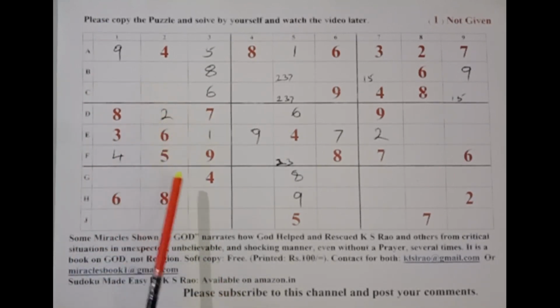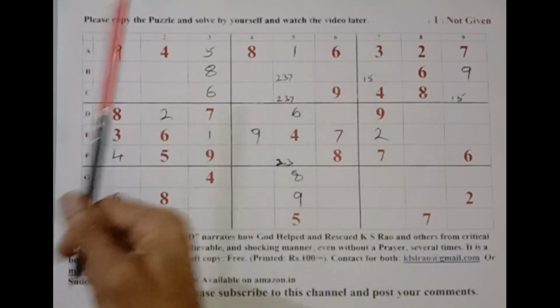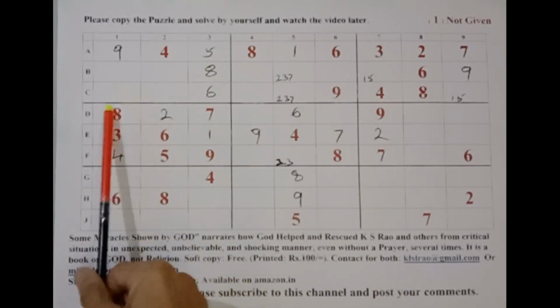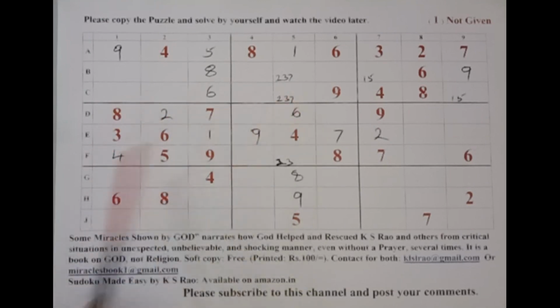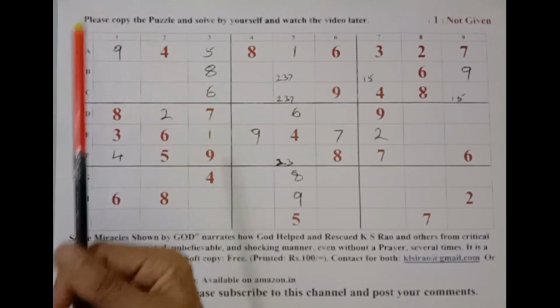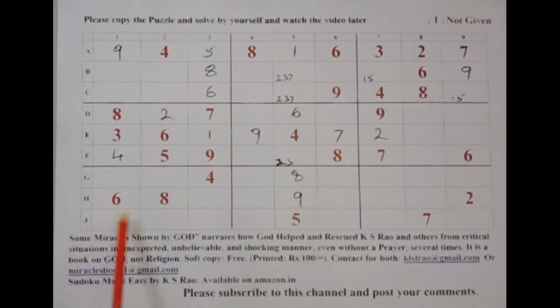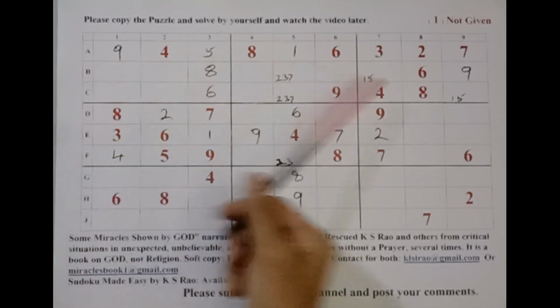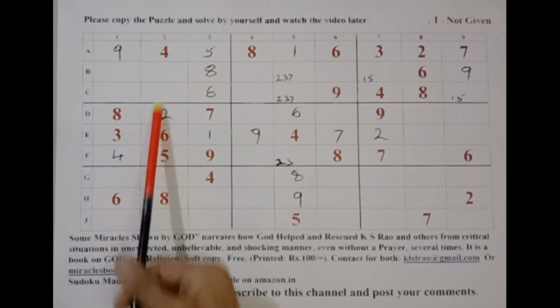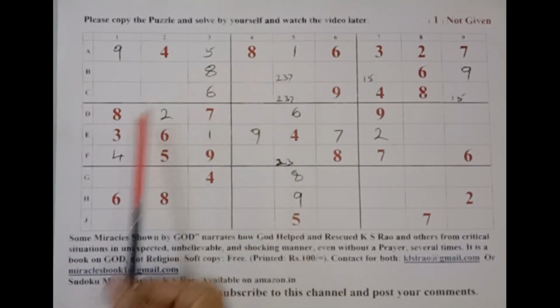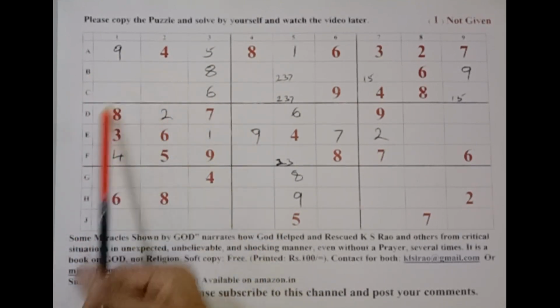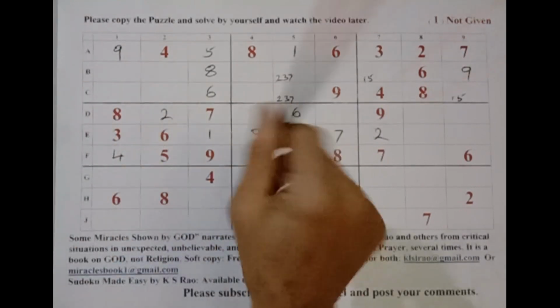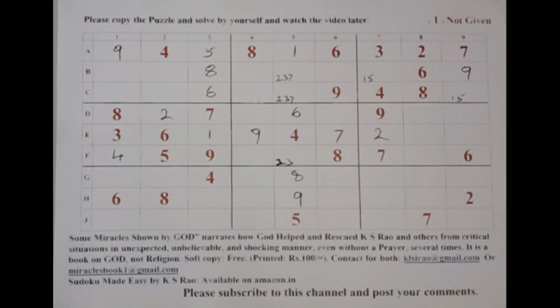Let us see. 1, no chance. 2 places for 2. We can rather fill up, I think. We require 1, 2, 3 and 7. So 2 here, 3 here, 7 many places. Not now, leave it now. Okay. Come to this box. Let us see.